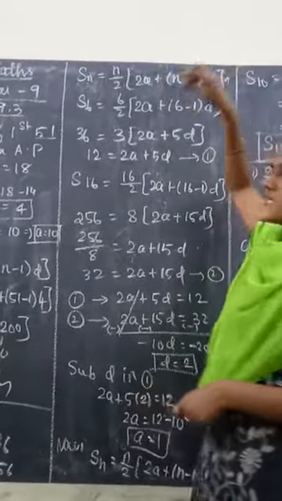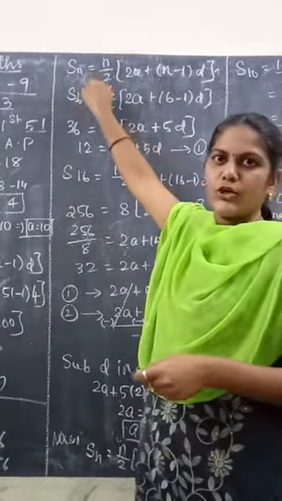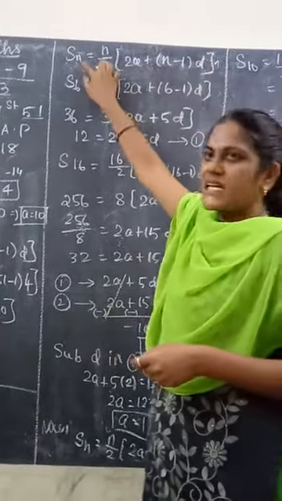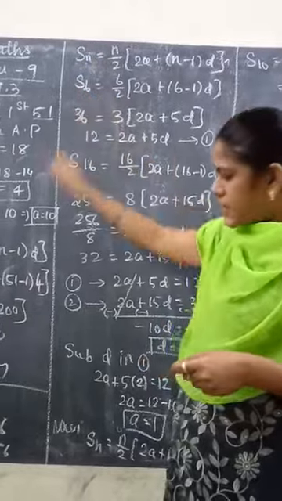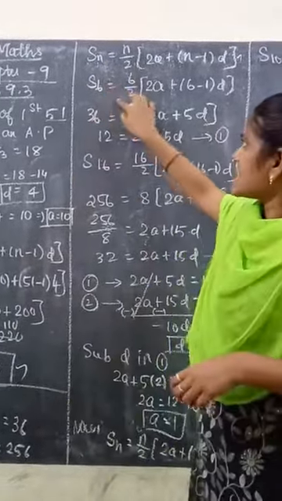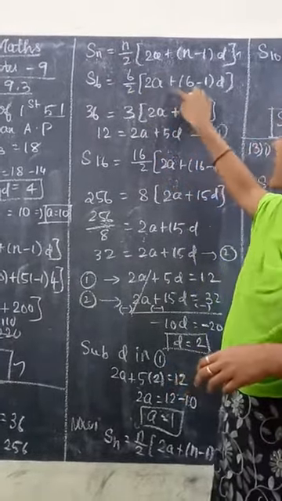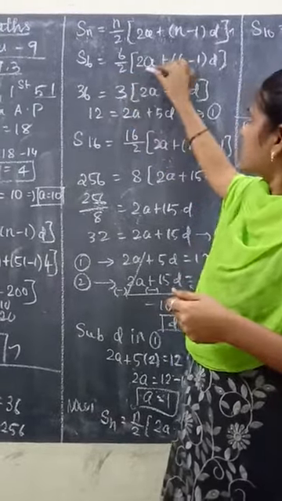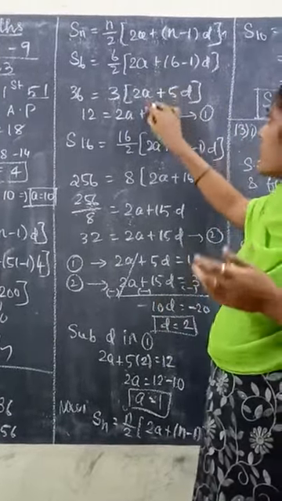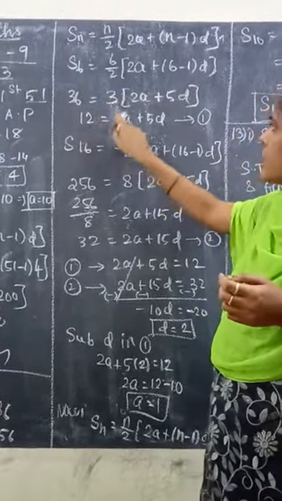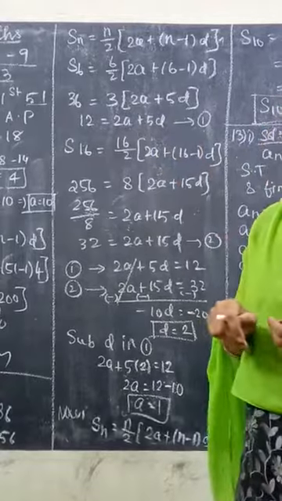So listen to me, how we find that. What is the Sn formula? Sn equal to n by 2 into 2a plus n minus 1 into d. What is n? n equal to 6, because here we have S6. We need to find the S6 value. So S6 equal to 6 by 2 into 2a plus 6 minus 1 into d. So cancel, 3. We don't know the a value and d value. So 2a plus 5d. Then 36 by 3 equal to 12. So 12 equal to 2a plus 5d. That is equation number 1.